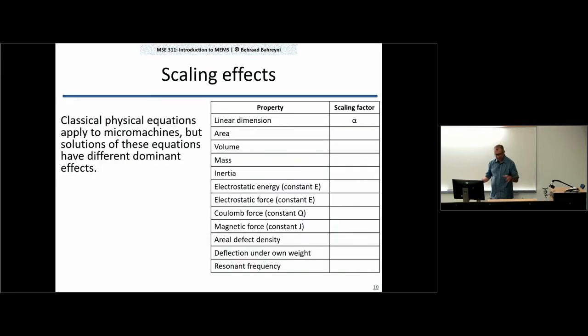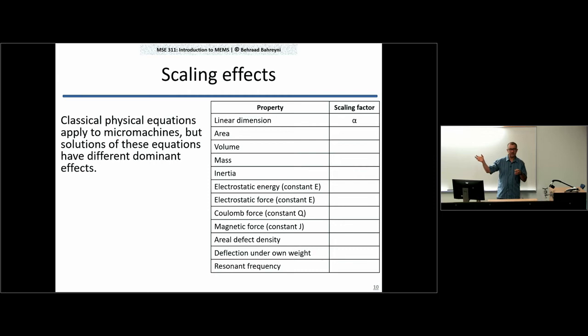So now what happens when you scale down the device dimensions? The video that you saw in the previous slide, the lecture video, showed you an example of an accelerometer, right? So we said there is a large-scale accelerometer that you could use, but engineers in the 90s came up with these micro accelerometers.